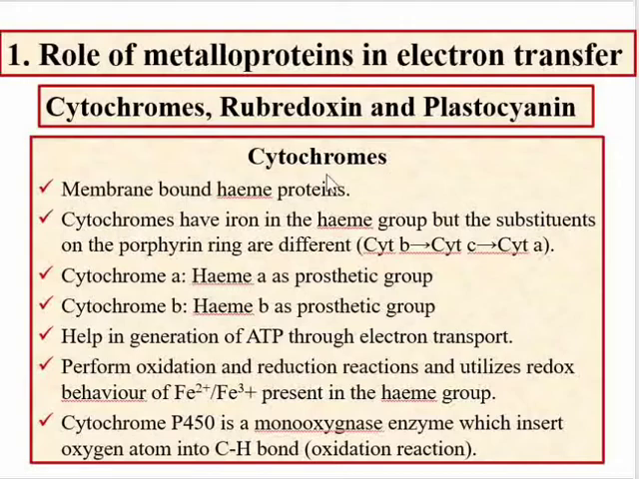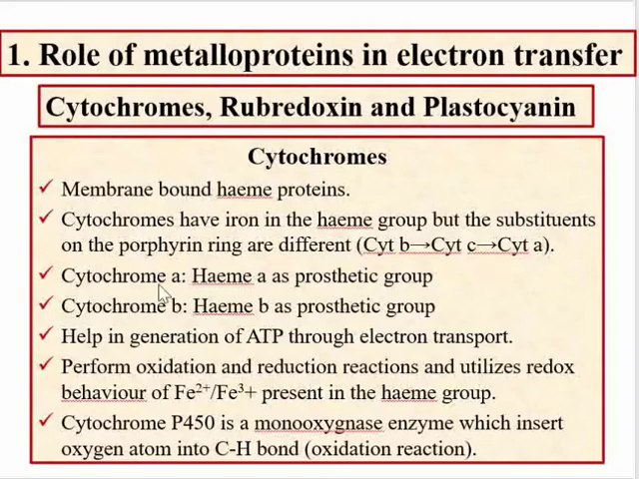So first we will discuss the cytochromes. These cytochromes are actually membrane bound heme proteins. So why are they heme proteins? They are heme proteins because they have heme as the prosthetic group, and in heme they have Fe, iron in 2 plus form. Cytochromes have iron in the heme group, but the substituents of the porphyrin ring are different. So there may be three kinds of cytochromes: cytochrome B, cytochrome C, and cytochrome A.